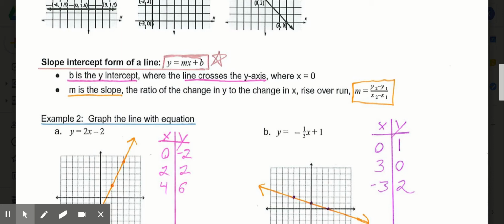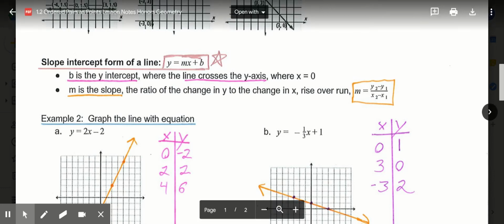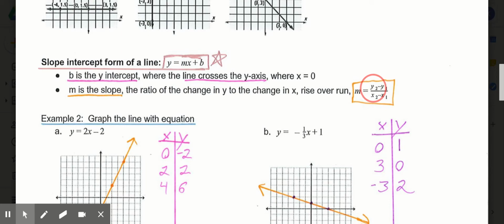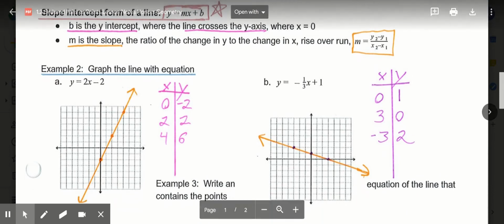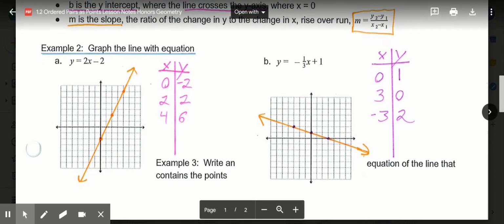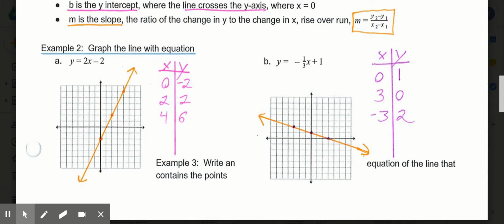There are many different ways to say it, but simply what that means is y sub 2, one of our y coordinates, minus y sub 1, our other y coordinate, and then x sub 2 minus x sub 1. So if we look here, example 2 says graph the line with this equation. There are a few different ways that we can do this graph.